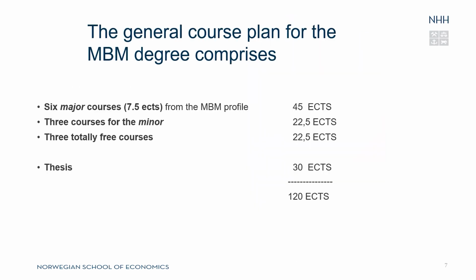At NHH, a major consists of 6 courses, a minor of 3 courses, and then there are 3 free courses. So there are 12 courses in total. And then the master's thesis. We'll now turn to the courses in the Marketing and Brand Management Profile.